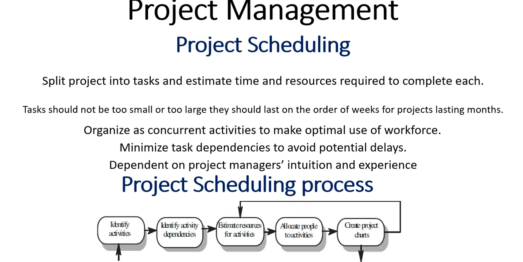The project scheduling process starts with identifying activities. You identify activity dependencies, and estimate resources for activities. How long does this need? How much money does it need? How many programmers or how many people are needed to achieve this activity? And then allocate people to activities, and not only people, you also allocate other resources like time, money, and any other resource that needs to be allocated. You create project charts, activity charts and bar charts.